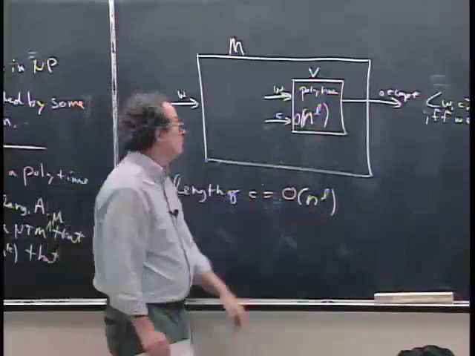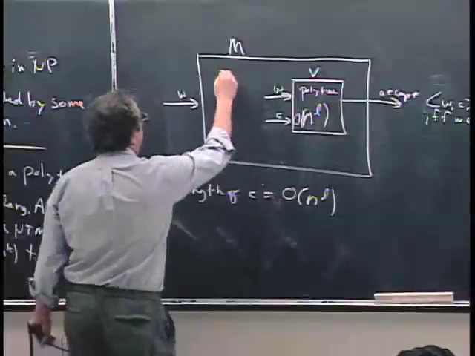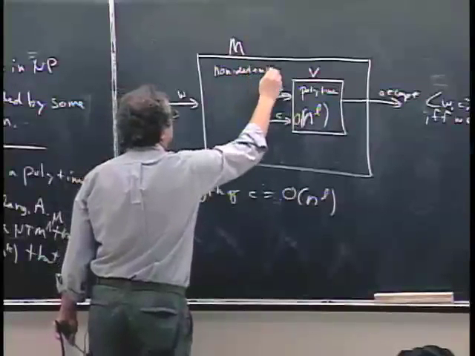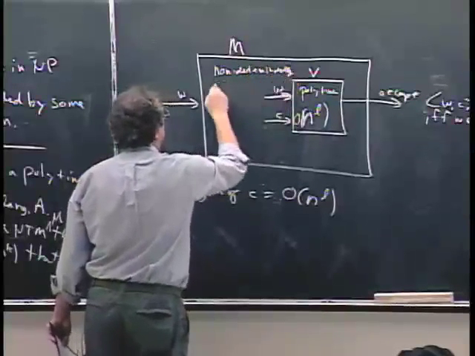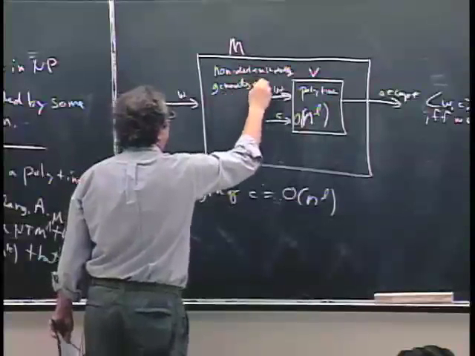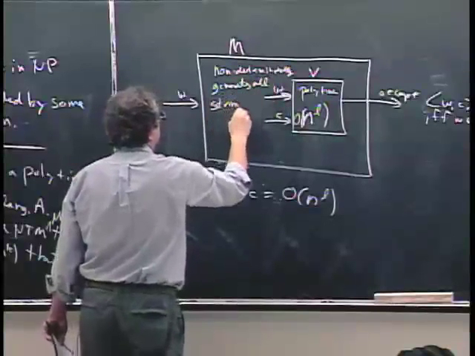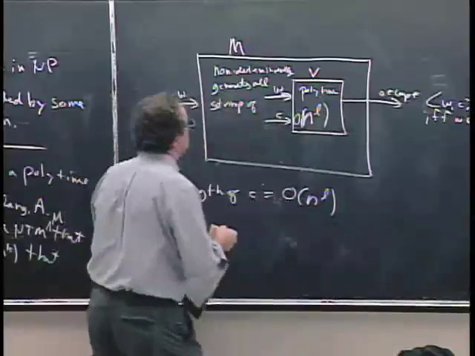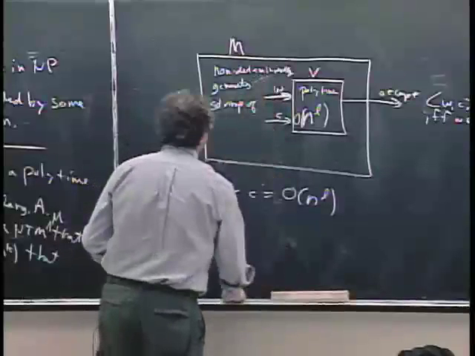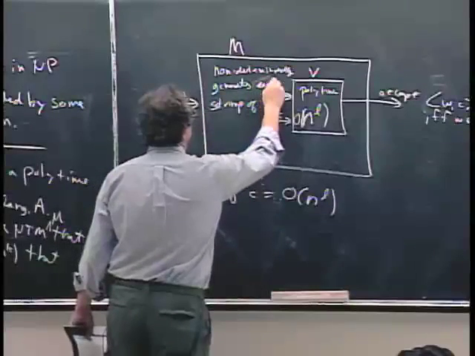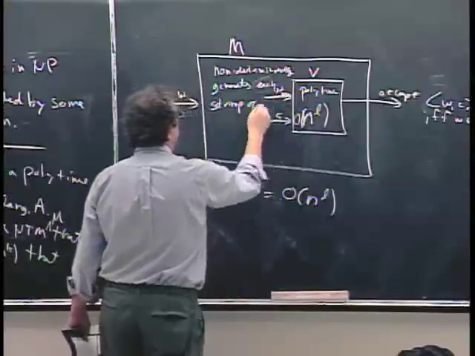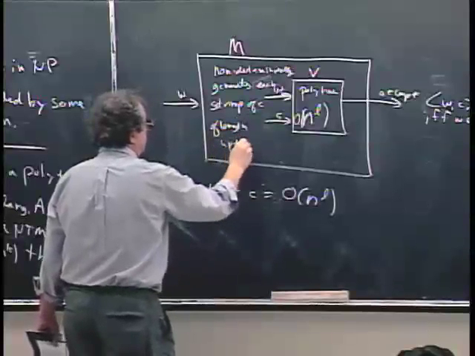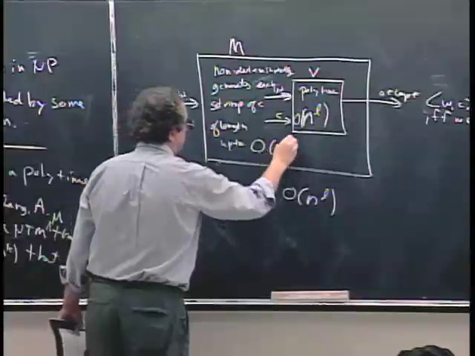All right, so what does M do? M non-deterministically generates all strings, or if you say each string, each string C of length up to whatever this actual function was.